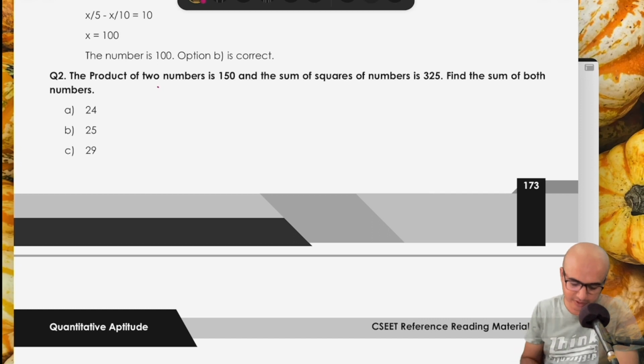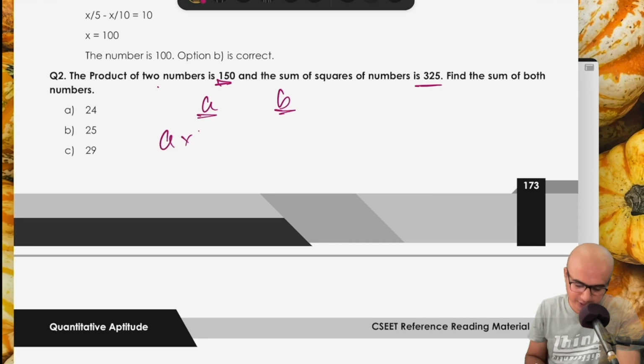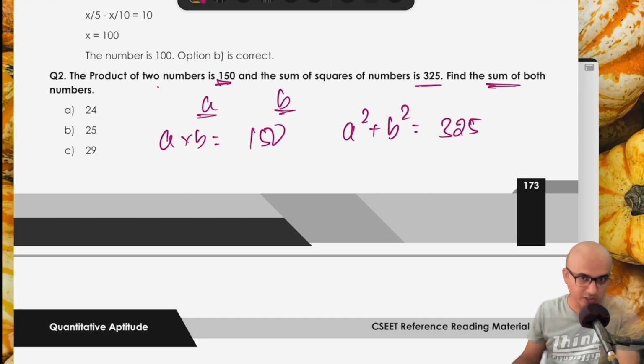The product of two numbers is 150 and the sum of squares of the numbers is 325. So we'll consider the two numbers as a and b. The product of the two numbers, that is a into b, is 150 and the sum of the squares, that is a square plus b square, is 325. Find the sum of both the numbers. They are not asking us what those numbers are, but instead they are asking us to find the sum of both the numbers.